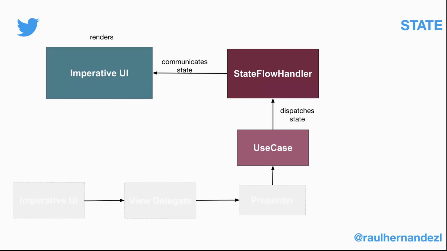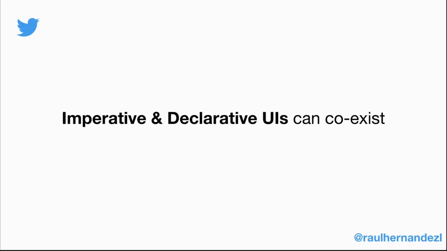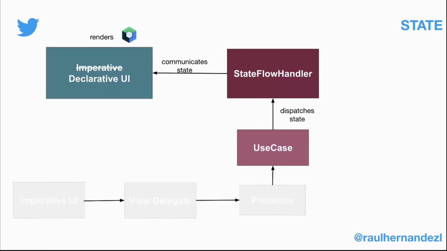And then we dispatch this state, and the state flow handler is going to communicate the state to the imperative UI in order to render it. So that means actually the imperative and declarative UIs can coexist because we are making sure that everything is state managed. In that case, we can actually just change the imperative UI in order to manipulate that with a declarative UI. And with that, you can be ready to start integrating Jetpack Compose on Android.